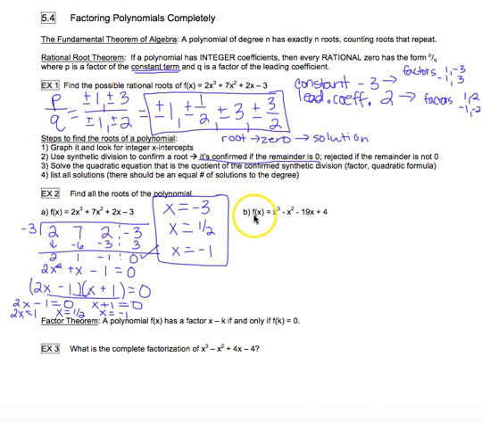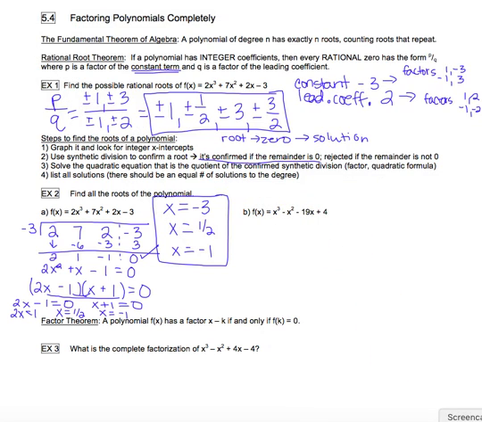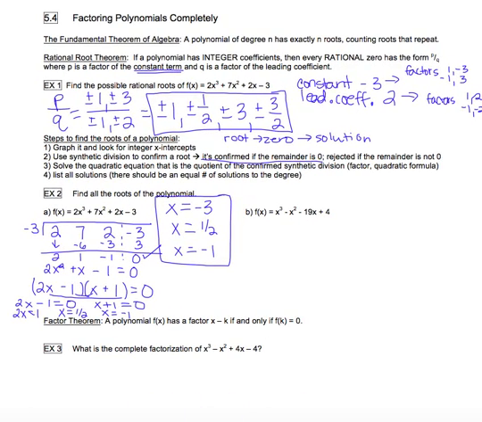All right, so we're going to try that step process again here with B. We have x cubed minus x squared minus 19x plus 4. So first thing I'm going to do is graph it. And I'm going to use the Desmos this time because it seems like when I've worked with a lot of you, that seems to be your preference. So let me pull that up here.